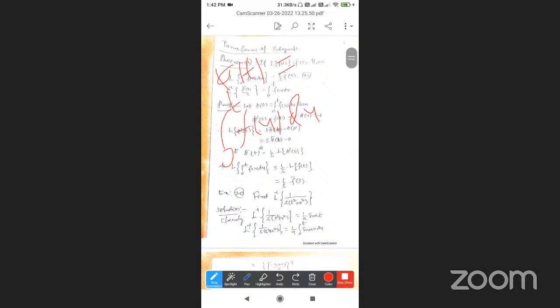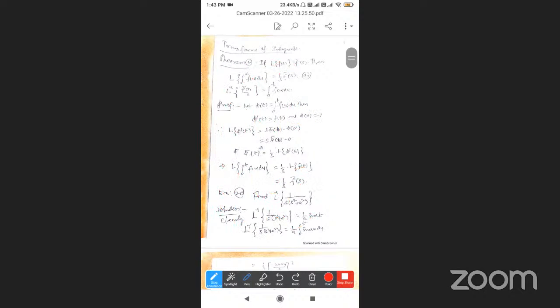Then phi dash of t is the derivative, and on differentiating the integral we get only f of t. Now phi of 0: substituting t equal to 0, the integral on the right side becomes 0. So phi of 0 is equal to 0.